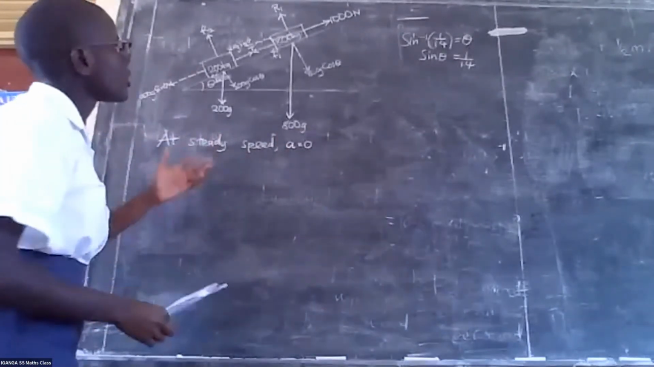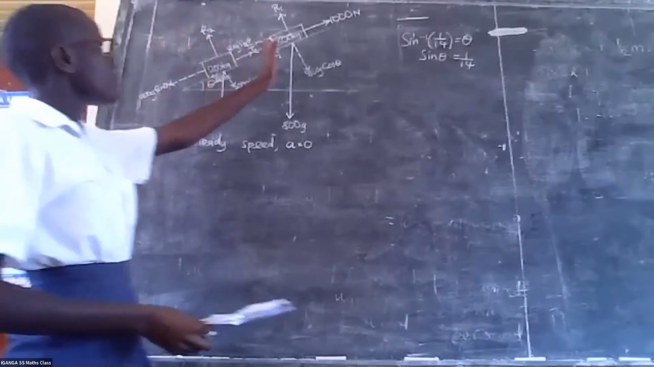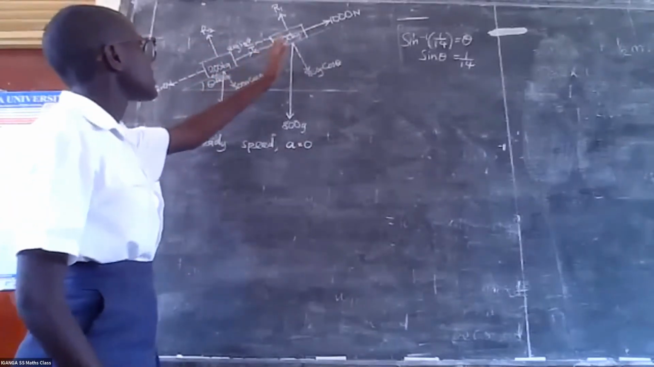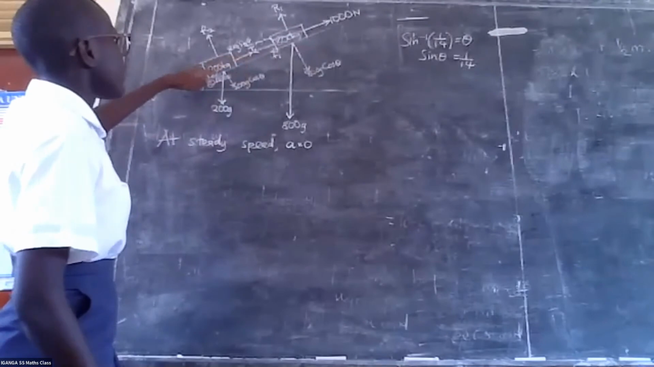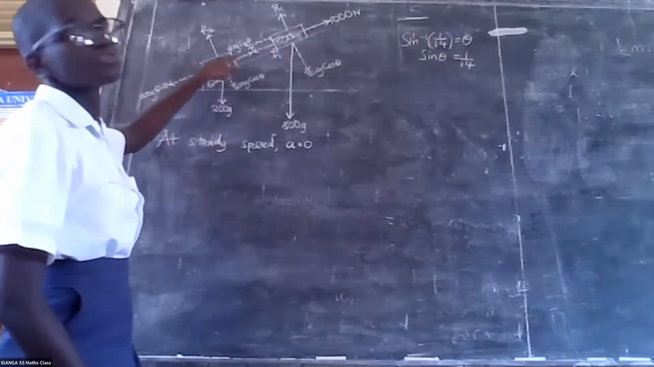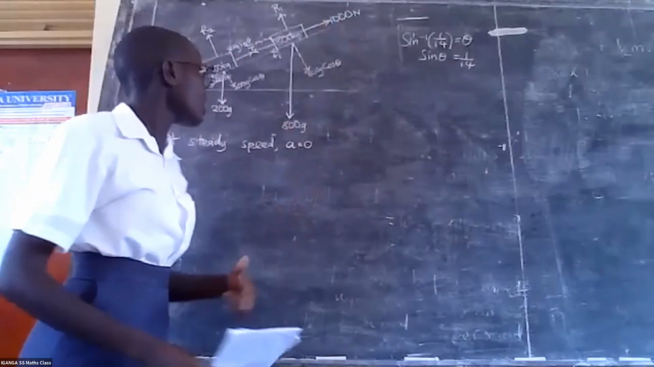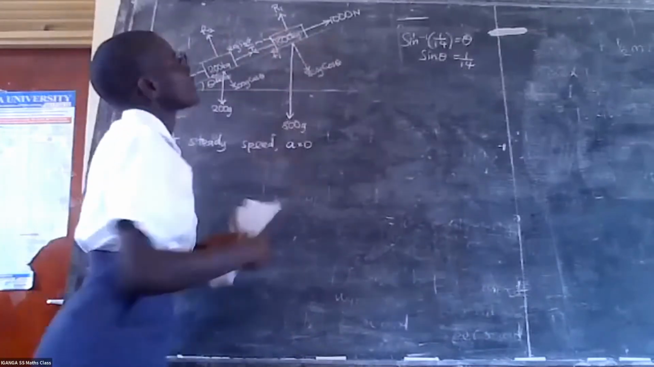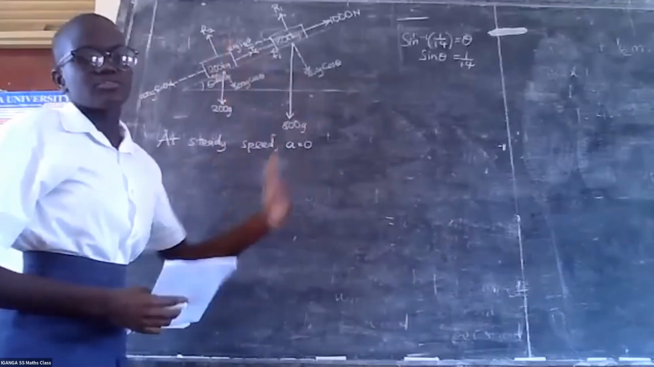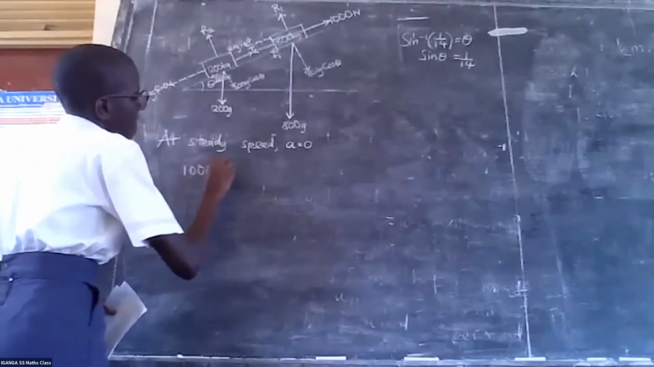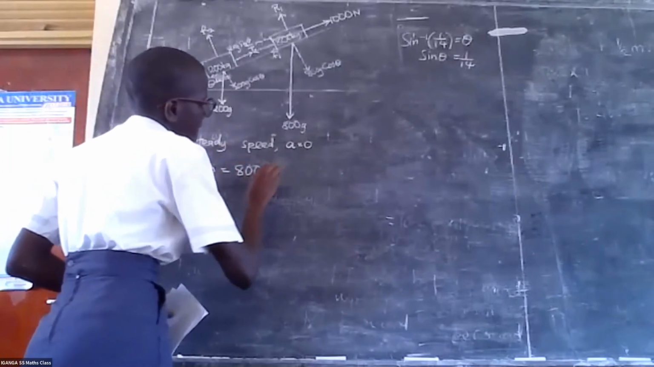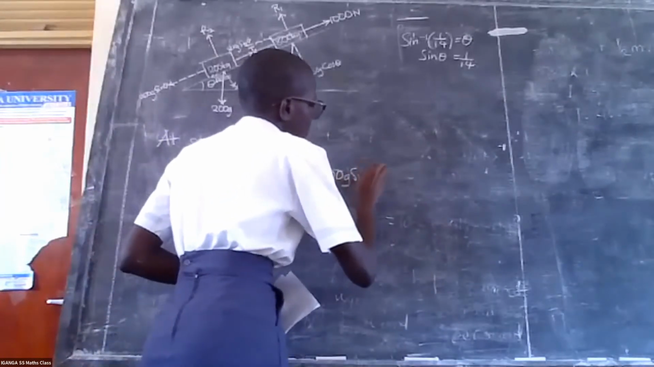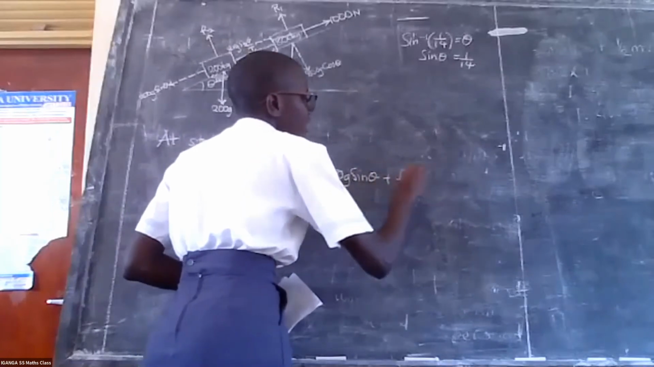If the acceleration is zero, that means the net forces are equal. So the pulling force is equal to the force that's dragging down. But I have a tension here, pulling this body and pulling the 200 body up. My tension is going to cancel out because I'm dealing with the system as a whole. So 1,000 is equal to 800 g sine theta plus 200 g sine theta plus the resistances F1 and F2.